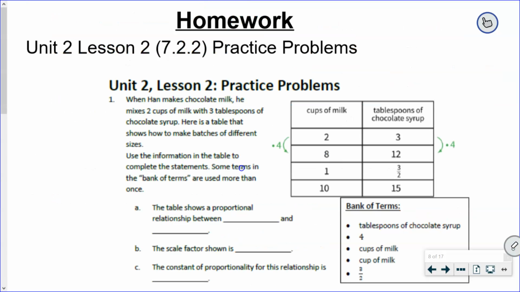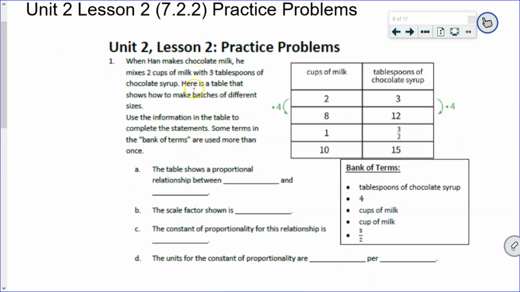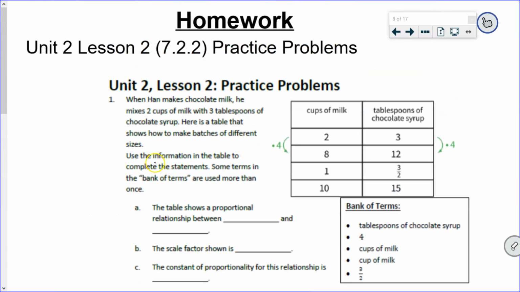Ladies and gentlemen, your homework is the Lesson 2 Practice Problems, 7.2.2 Practice Problems. I want to explain what you're seeing here first. So eyes on the screen. This is a fill in the blank, but it's a fill in the blank using these terms. That's why it says bank of terms. You can use one of the blanks, tablespoons of chocolate syrup, and another blank 4, and another blank cups of milk, and another blank cup of milk, and another blank 3 halves. Some of them will be used multiple times. Okay, so use these terms to fill in these blanks. That's it. We'll see you next time.